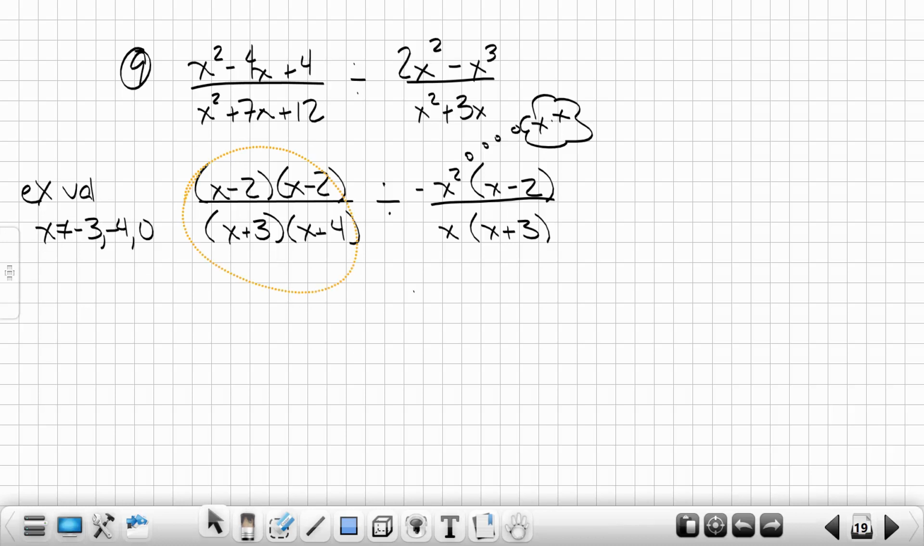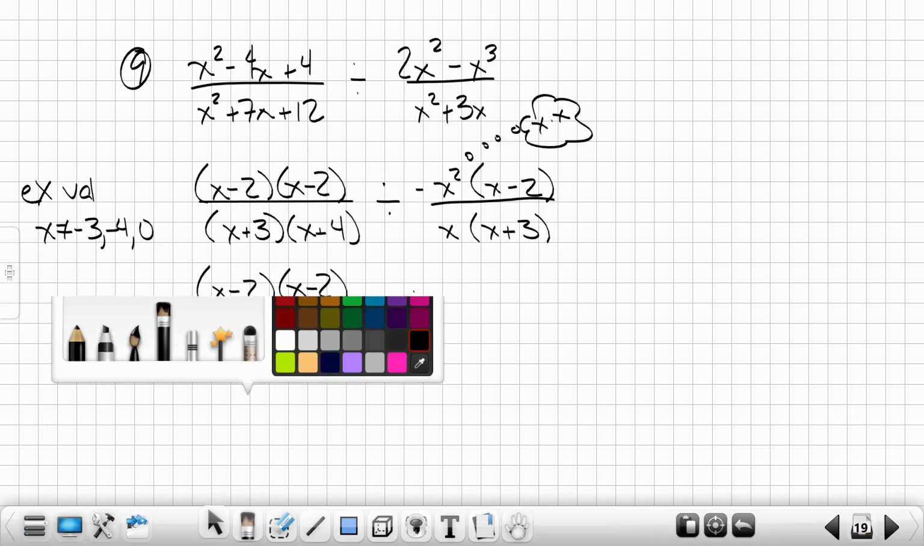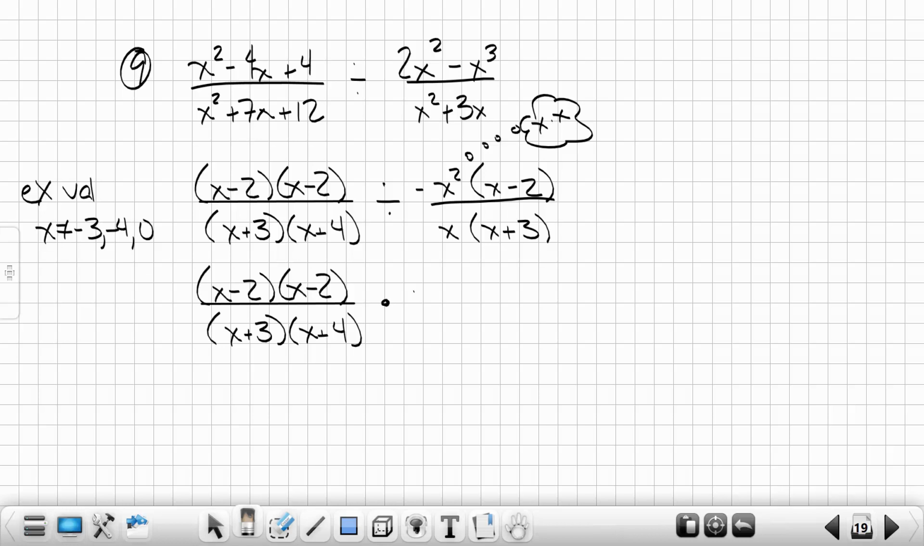So keep, change, flip. Multiply. X times x plus 3 is on top. And I'm going to change that to -x times x minus 2 on bottom, because x squared is x times x. My x minus 2's cancel, my x plus 3's cancel, and a singular x cancels with a singular x. So on top, it looks like I only have x minus 2 left over. On bottom, I have negative x times x plus 4. I'll allow up to 30 seconds of writing just in case.